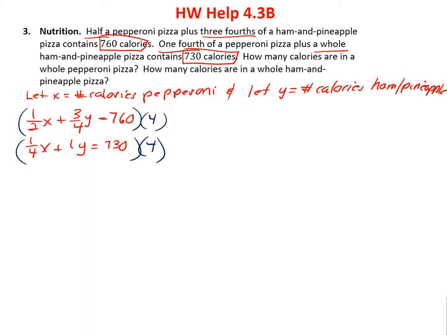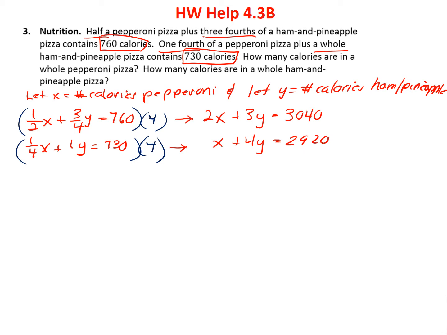4 times a half is going to be 2x. 4 times 3/4 is 3y. And I end up with 4 times 760, and that's 3,040. Now that number gets big, but at least we don't have fractions. Okay, 4 times 1/4 is 1x. And 4 times 1y is 4y. And that's going to equal 4 times 730, which is 2920.